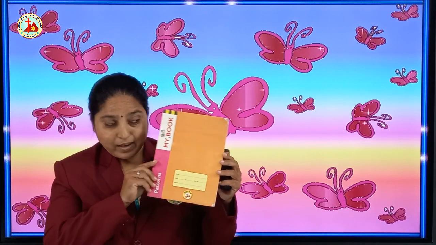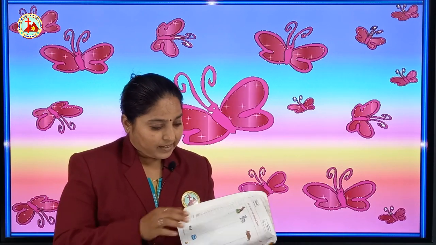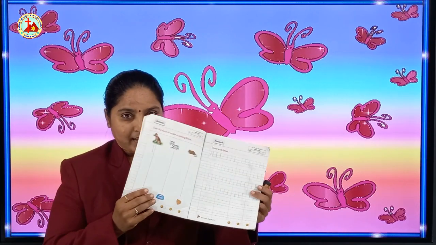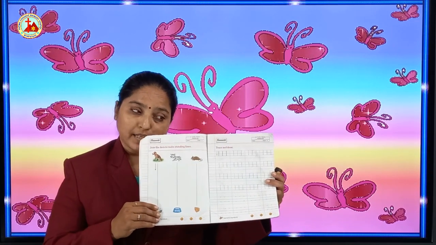So children, today we will learn the next pattern. So tell me, in the previous session which pattern did we learn? Do you remember? Yes, standing line. And I hope most of you have purchased the pattern book. Can you see? Like this pattern book you have. And you have sent me the homework of standing line. Right? So we have finished this standing line.